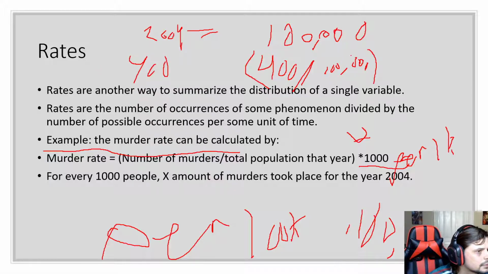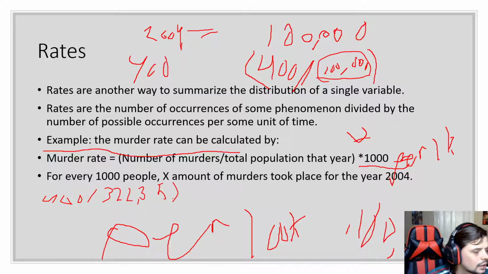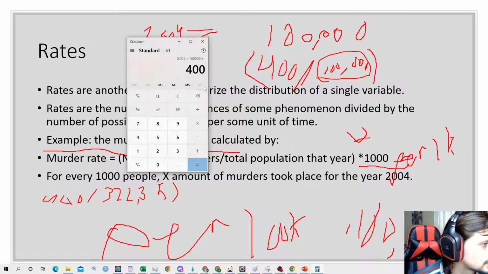Okay. And the reason why it bounced back to the same thing is I divided it by 100,000. Obviously, if you divide something by 100,000, then to do the opposite, you multiply. Let's do another example. Let's do the same thing. 400 divided by, and the population is 322,350. All right.